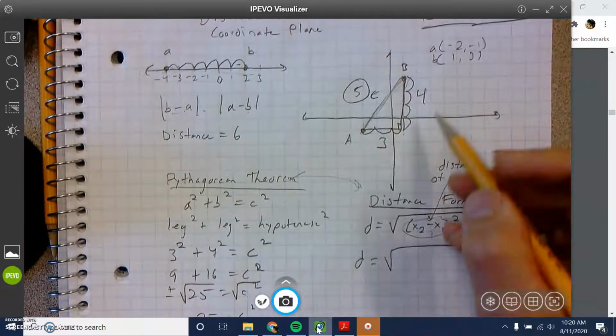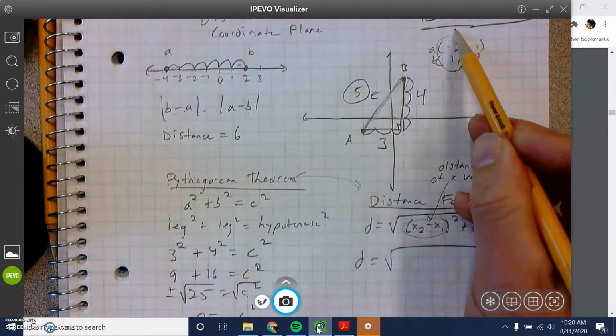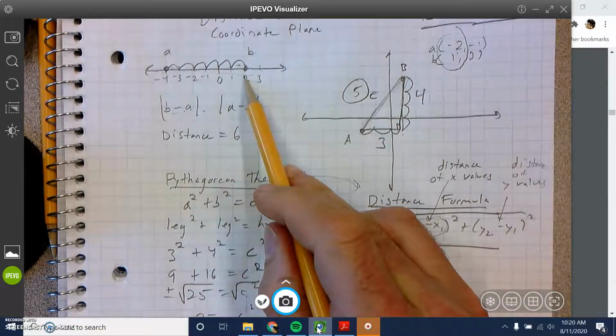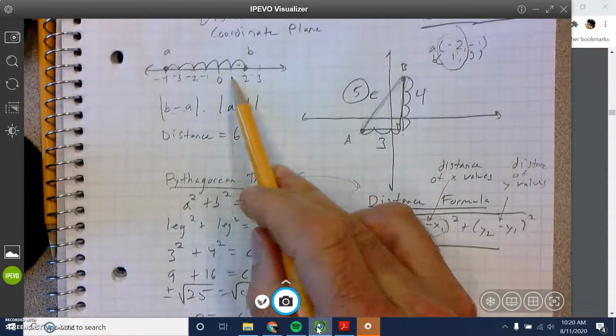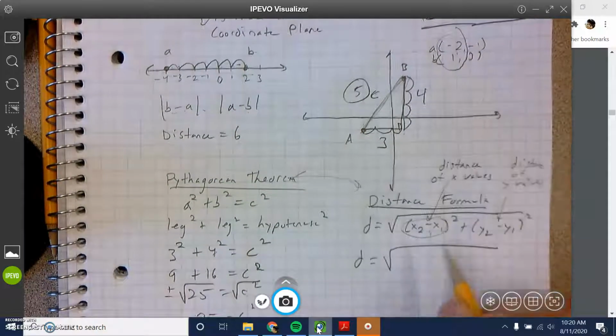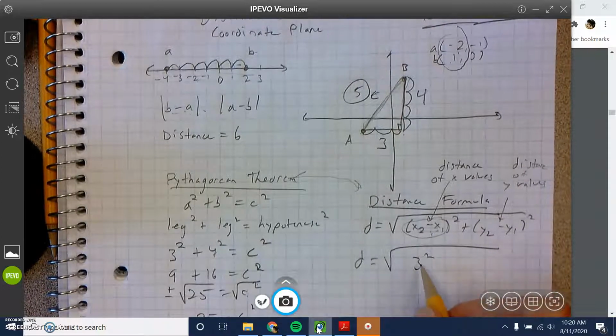Like that. So here are the x values, -2 and 1. How far is -2 and 1 away from each other? That's going to be 1, 2, 3, right? So this right here is going to be 3. I don't even have to subtract these. I just know the distance is 3.